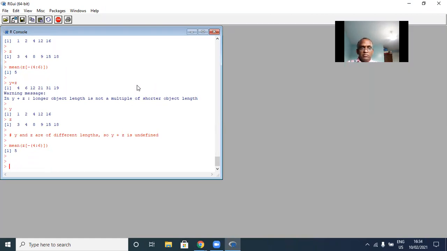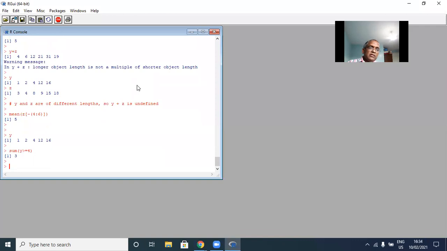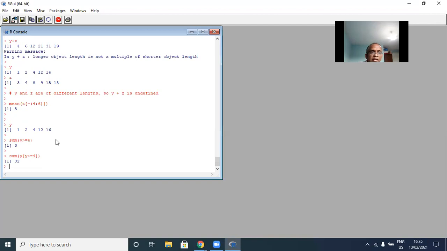The next one is sum of y. Before that, let me type y. This is y. Now sum of y greater than or equal to 4. So what this does, guys, is it looks for the number of values in y that are greater than or equal to 4, which is 3. So these are the 3 data points that are greater than or equal to 4. Whereas if you do this, you will get a completely different answer. What this command here does is it sums the values of y that are greater than or equal to 4.